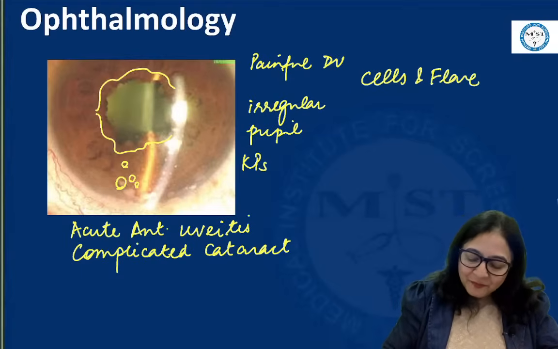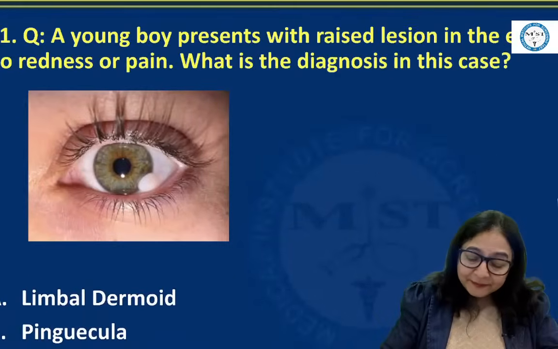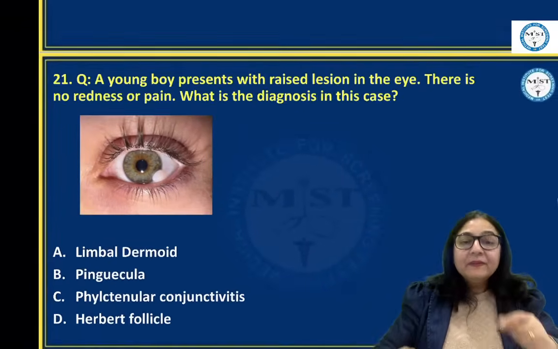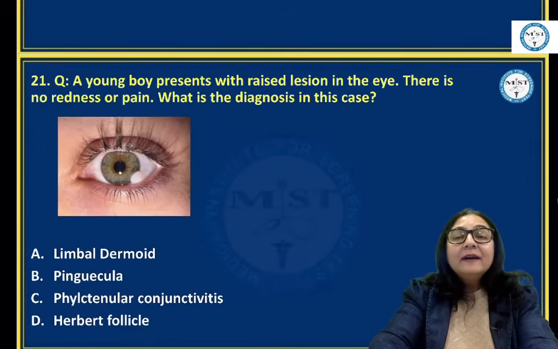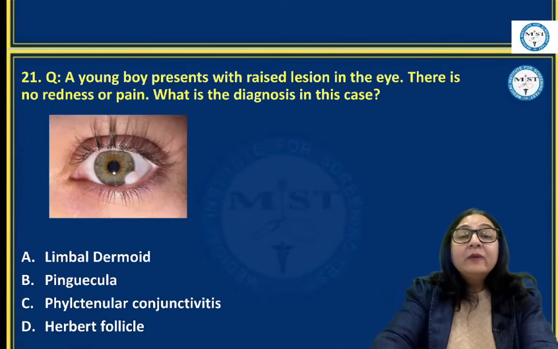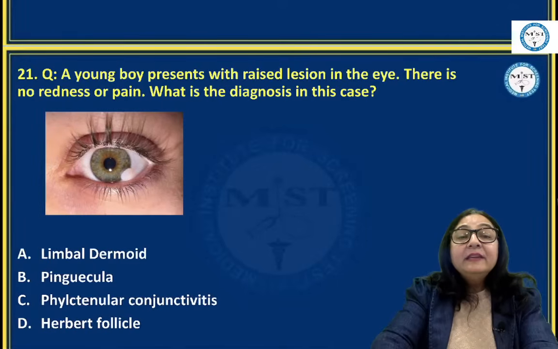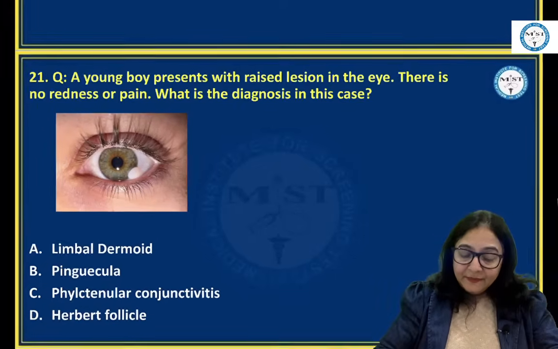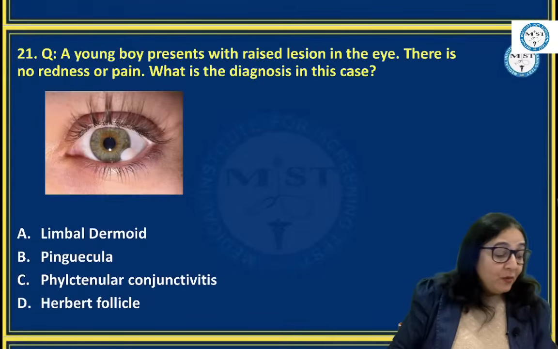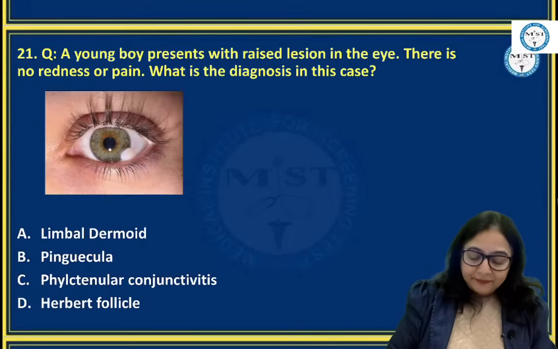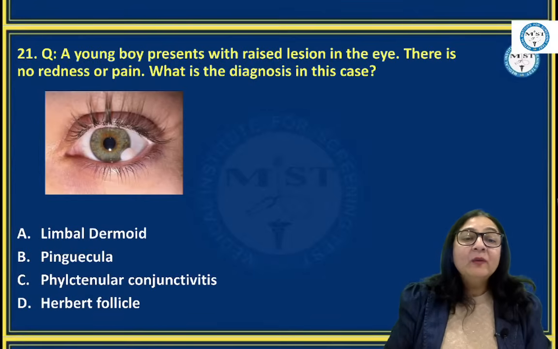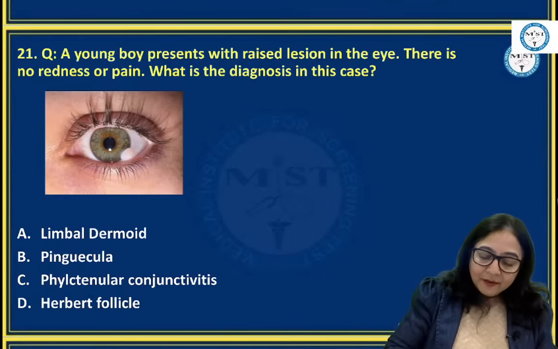All right. Time to move on to the next question here. A very easy one, nearly a spot diagnosis. A young boy presents with a raised lesion in the eye. There is no redness or pain. What is the diagnosis in this case? Is it a limbal dermoid, a pinguecula, phlyctenular conjunctivitis, or Herbert follicle?